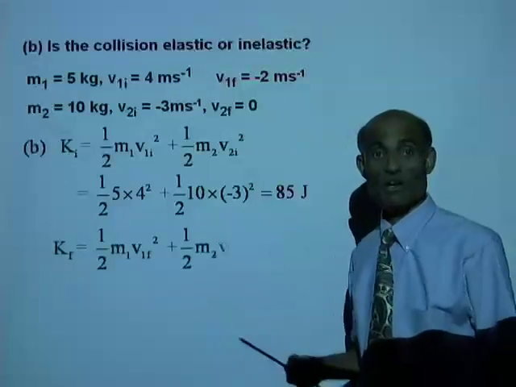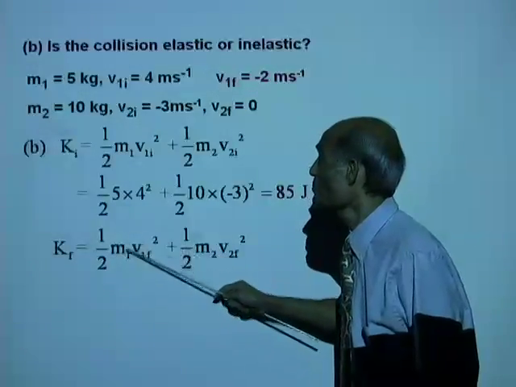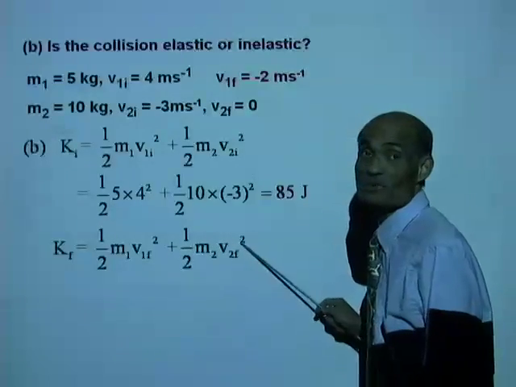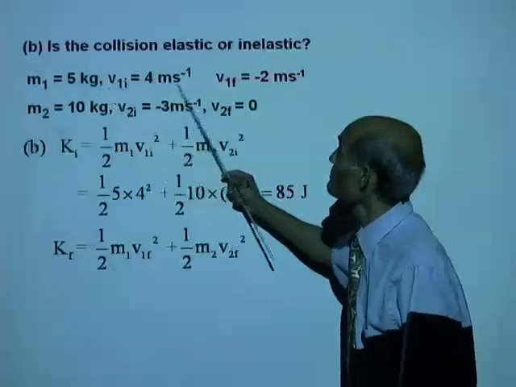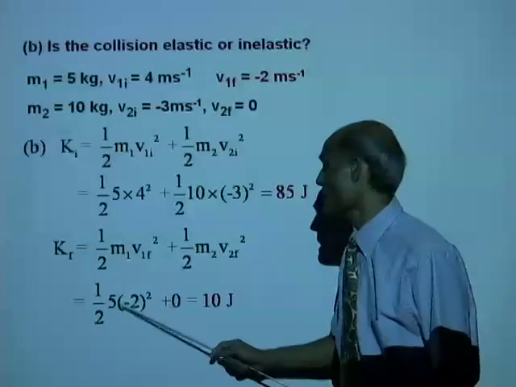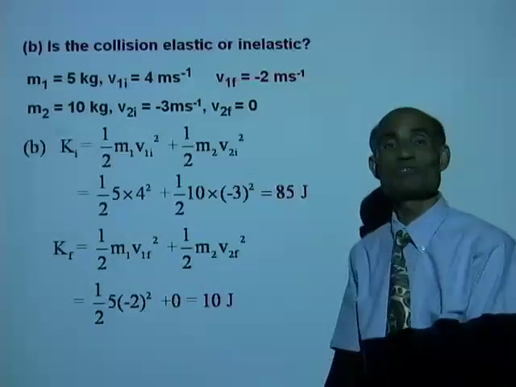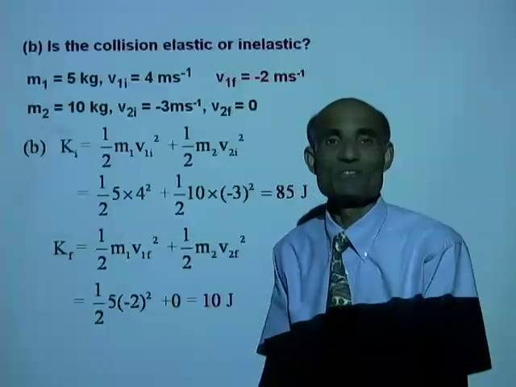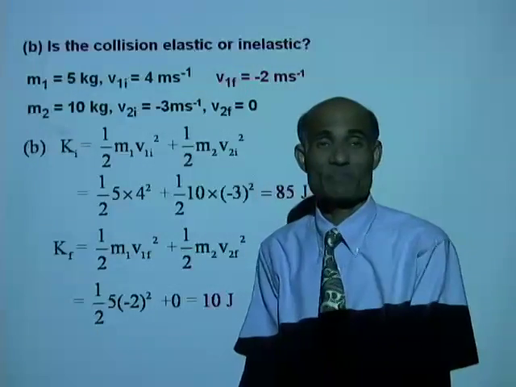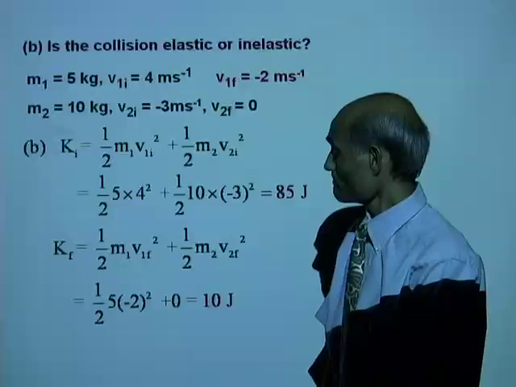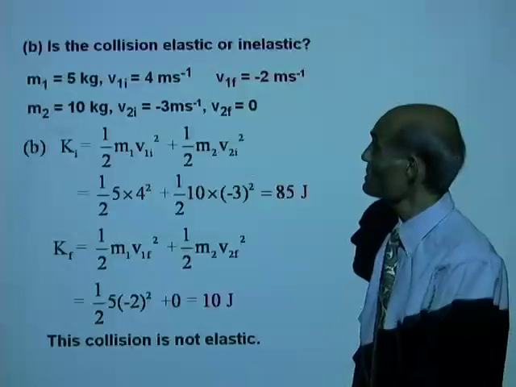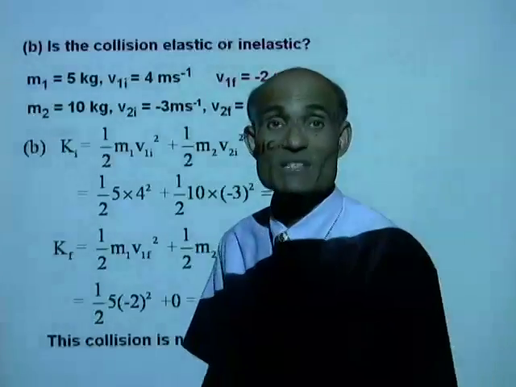Let's now find the final kinetic energy. 1/2 M1 V1F squared plus 1/2 M2 V2F squared. We have all those values here. Replace these by their values. And that gives you the final kinetic energy is 10 joules. So what's the answer? Is the collision elastic or inelastic? Well, it is inelastic. Is that right? Yes, of course. The collision is inelastic.